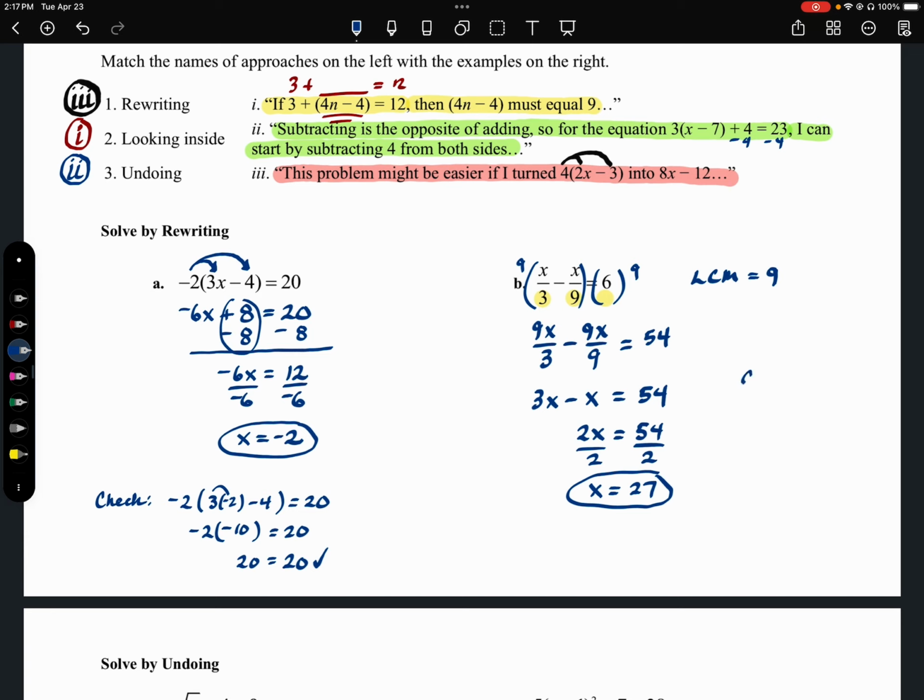Again, very easy to check it. We'll do that real quick. 27 over 3 minus 27 over 9 should equal 6. 27 divided by 3 is 9. 27 divided by 9 is 3. And 9 minus 3 is 6. So we know we are correct.